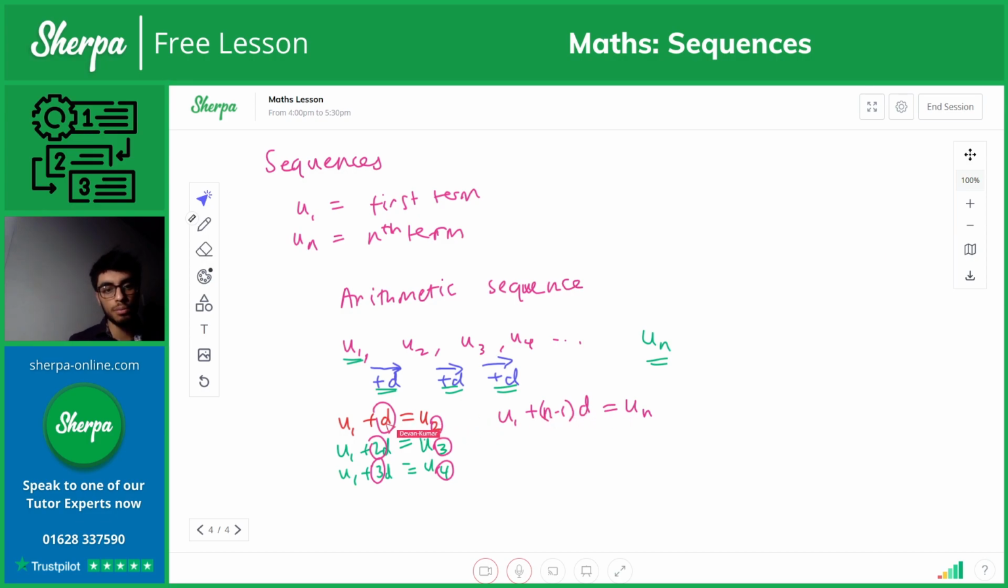Look at this here. U1 plus 1d equals U2. So there's 2 here, 1 here, 3 here, 2 here, 4 here, and 3 here. So that makes a bunch of sense. This is actually something we can find out.